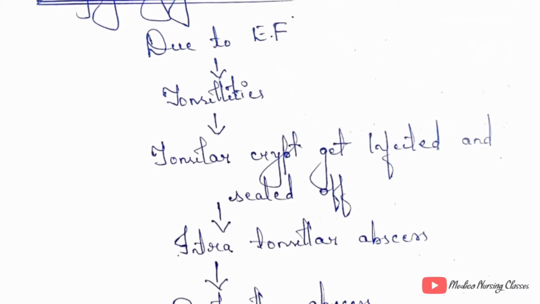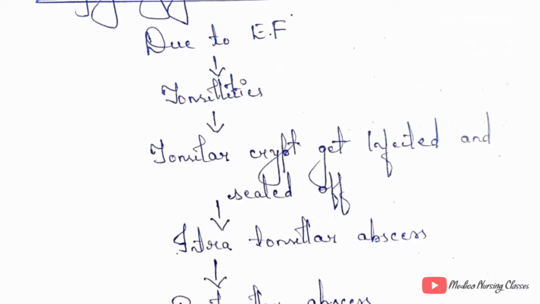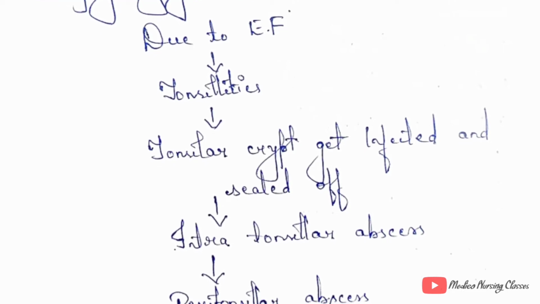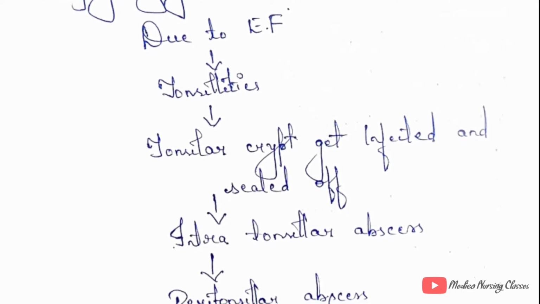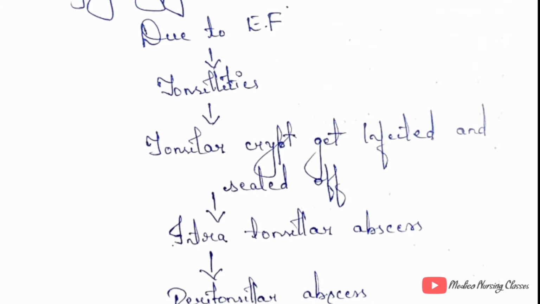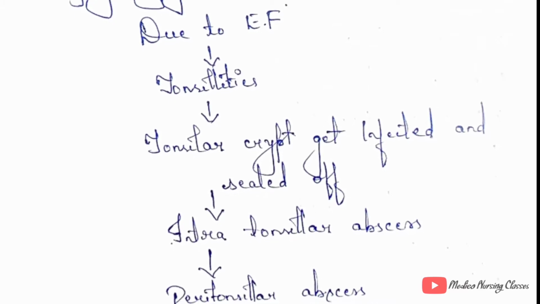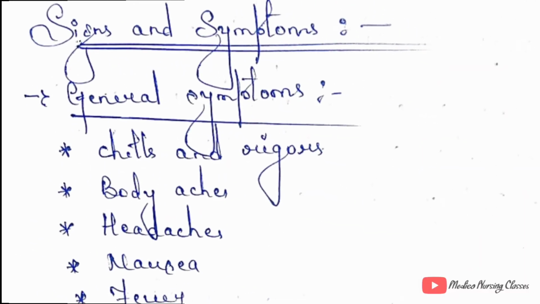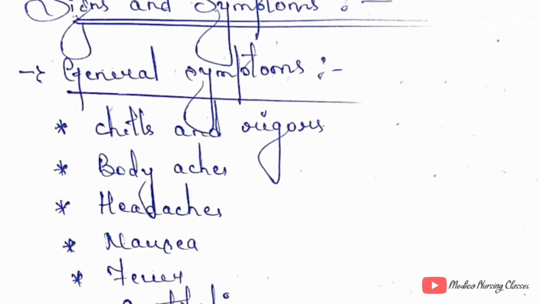So here, tonsillitis occurs due to etiological factors, infection or inflammation of the tonsils may occur, and the tonsillar crypts will get infected. Then if pus formation is there, it will rupture into the peritonsillar region, which leads to the peritonsillar abscess. This is the pathophysiology of the peritonsillar abscess.